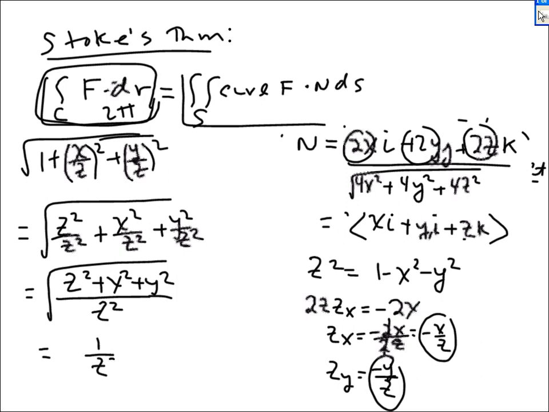1 over z squared. The square root of that, which is the square root of 1 divided by the square root of z squared. The square root of z squared is the absolute value of z, but we've always said that z was not negative. So this mess is 1 over z.